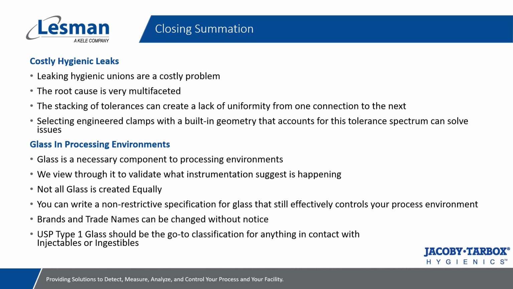So we'll just go quick closing, so we leave a few more minutes for any last minute questions. Leaking hygienic unions, obviously a costly problem. The root cause is multifaceted. The stacking of tolerance usually is the largest contributor to the lack of uniformity from one connection to the next. Selecting an engineered clamp that has built-in geometry that accounts for some of this tolerance spectrum certainly will help you solve more issues than it will create for you.